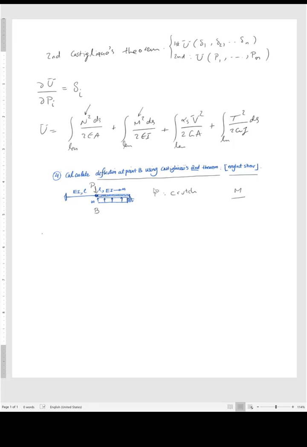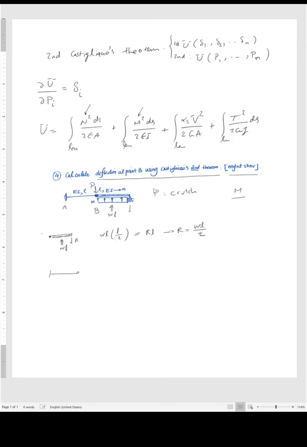So let's calculate the reactions first. The resultant of this distributed load is W times L. If you take the moment about the pin, just looking at this right side, you have R, you have WL, so you take the moment about this point, WL times L over 2 equals R times L, so R is WL over 2.